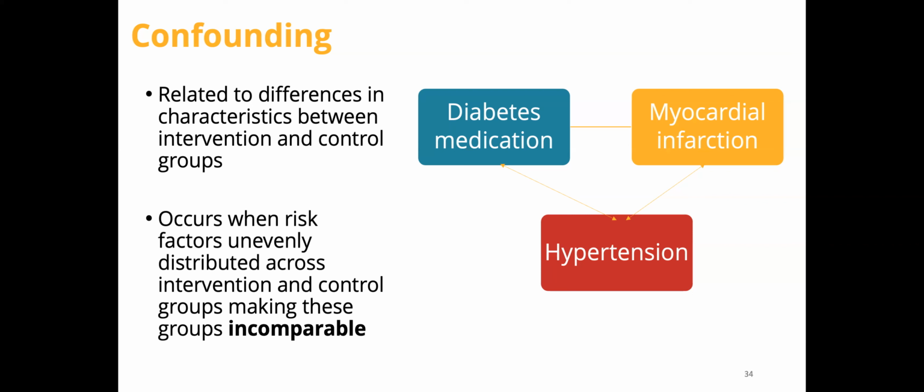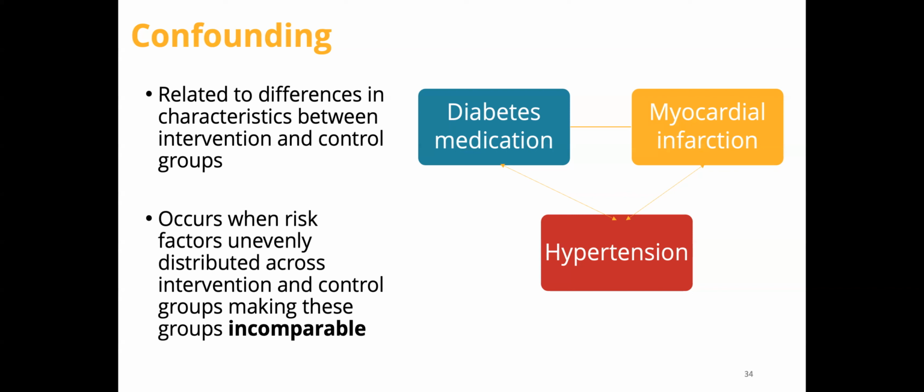So what we want to think about when we're looking at confounding is whether or not there are actually differences in patient characteristics between the two groups. Confounding occurs when there are differences in patient characteristics between the intervention and control group. This can occur when risk factors or patient characteristics are unevenly distributed across the intervention and control groups, making the two groups incomparable. Examples of confounders are patient characteristics that tend to be associated with the outcome you're looking at, or the risk factors for the outcome.